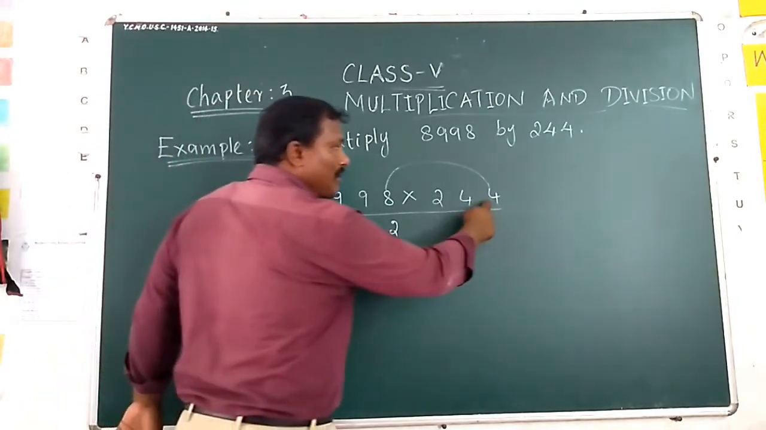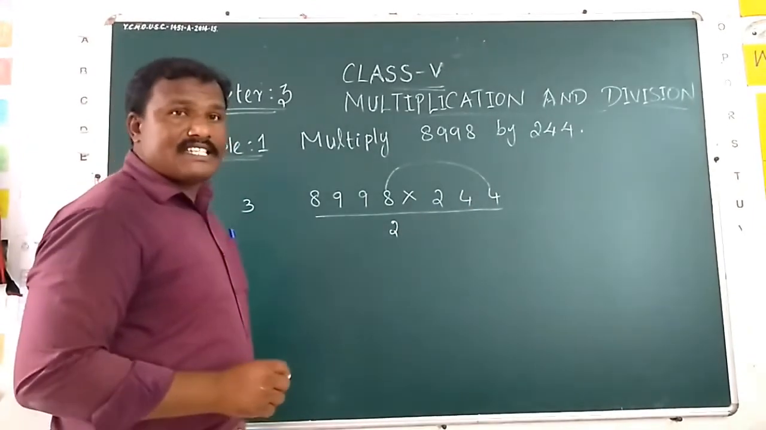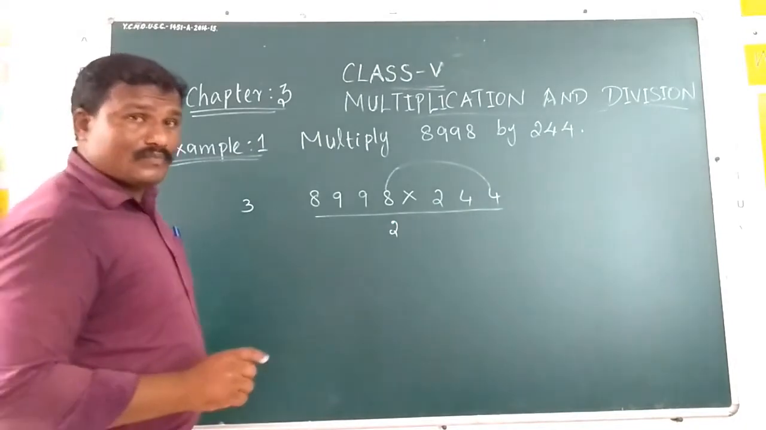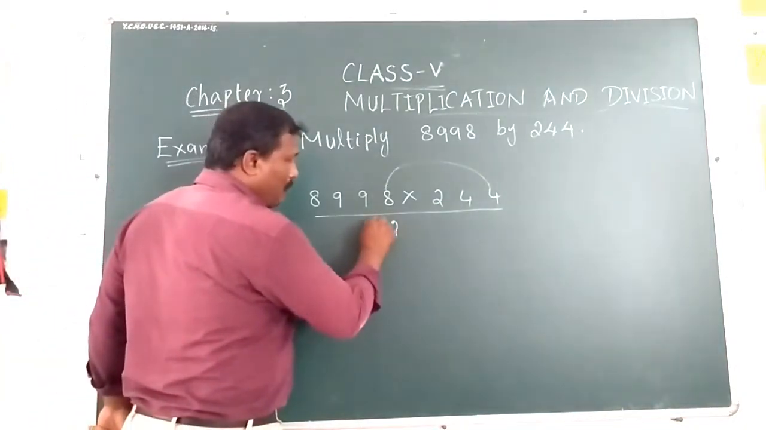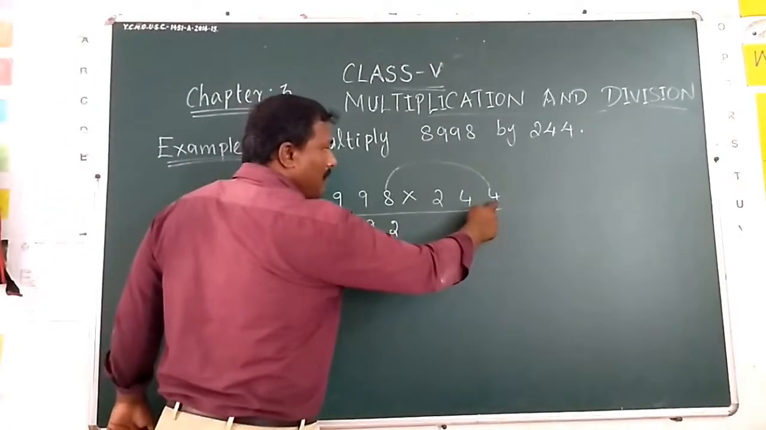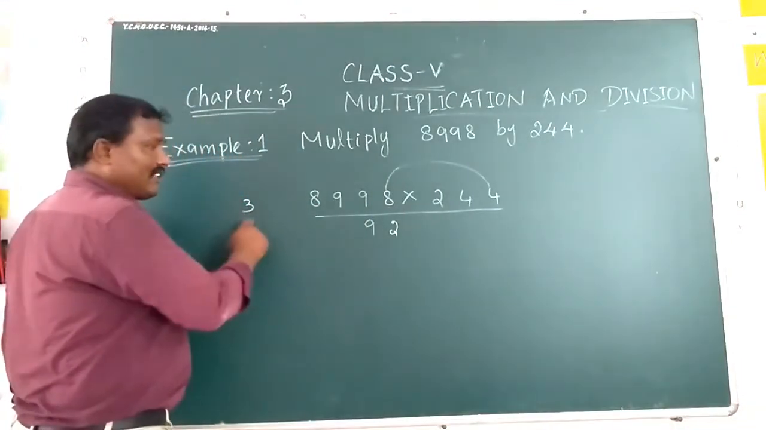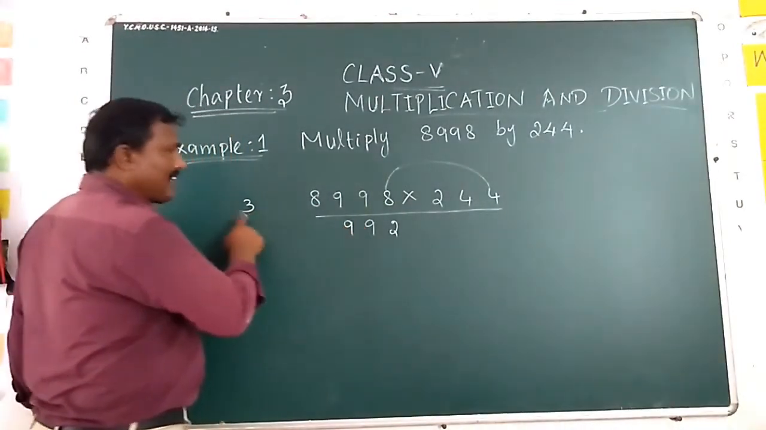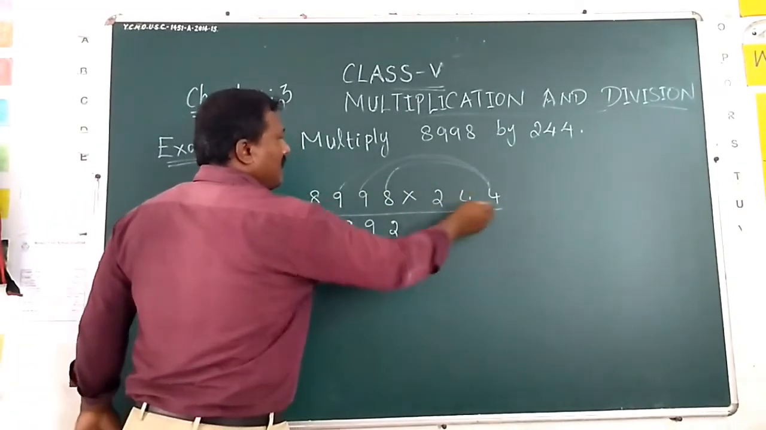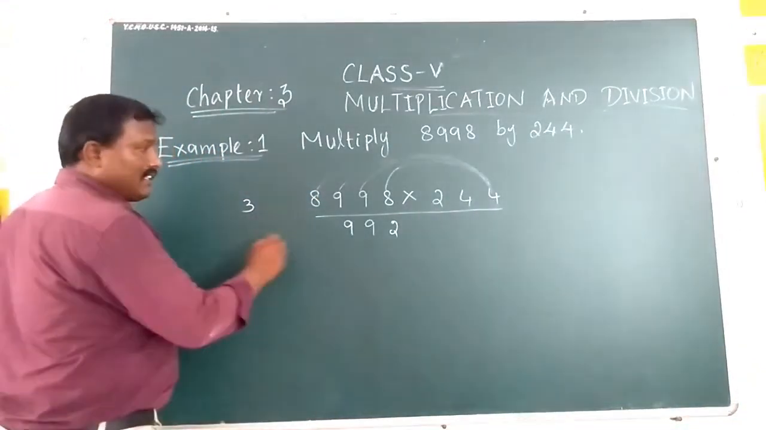Again I want to multiply this 4 with this 9. 4 9s are 36. 36 plus remainder 3 is 39. So I put 9 here, again 3 as a remainder. Again I multiply this 4 with this 9: 36 plus 3 is 39. So I put 9, remainder 3. Then I multiply this 4 with 8. 8 4s are 32 plus 3, 35.